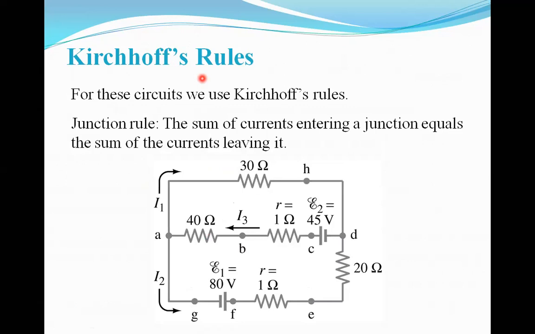So for this particular mesh kind of network circuit, we use Kirchhoff's laws. We have two laws. The first is called Kirchhoff's first law, or the junction law, and the second law is the loop law. So what is the junction law? The sum of currents entering a junction equals the sum of the currents leaving it. It means the summation of all the currents at a junction is equal to 0.